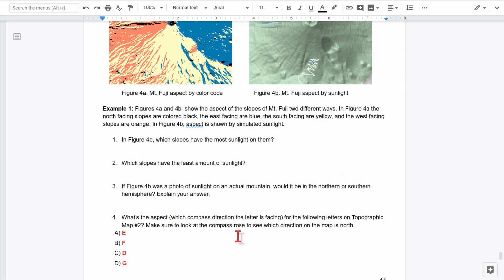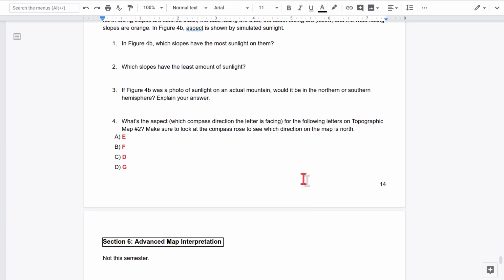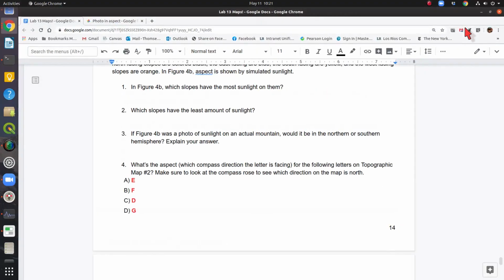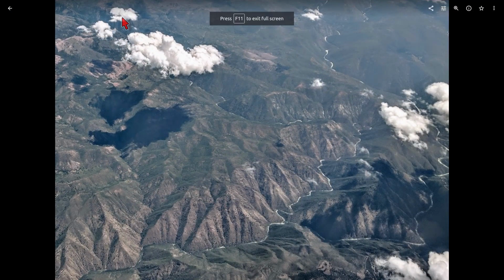So the last is to answer some questions about aspect and then use one of the topographic maps to determine which direction some of those slopes are facing. And really quickly, I just want to give you a look at some of the pictures I've taken over the years that illustrate aspect, I think, really well.